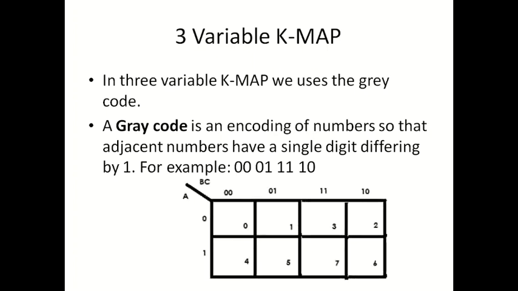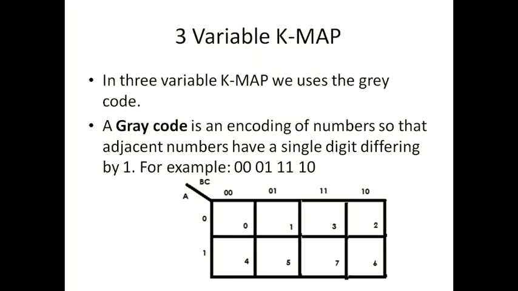Now this is how the three variable K-map looks. I have a function consisting of three literals A, B and C. Then this map is having two rows and four columns. Now you can see on the column side that we are following the gray code 0 0, 0 1, 1 1 and 1 0. Similarly, the box values are also going to change.